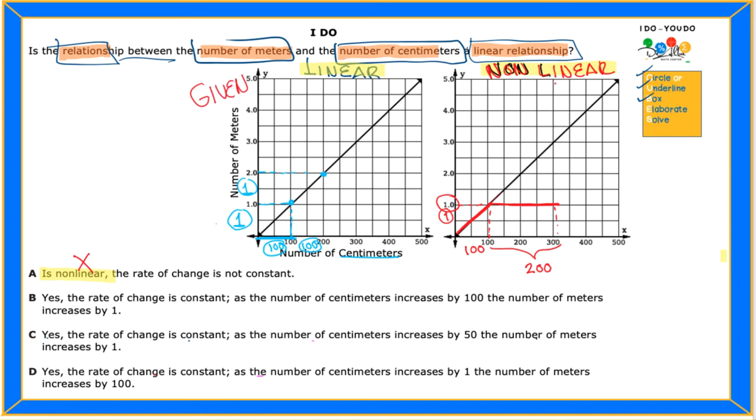And this is the example on the right. We just did it to demonstrate what nonlinear is. So we cannot take choice A. Now let's look at choice B.